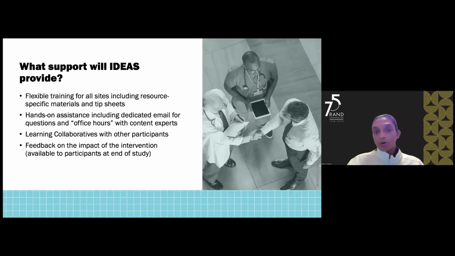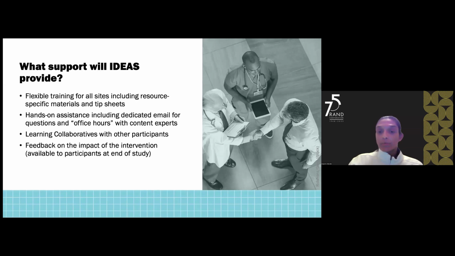So I mentioned support that this project will provide. That includes brief and flexible training, so tailored towards the needs of clinicians and the schedules of clinicians for all sites and all participants. Those include things like resource-specific materials and tip sheets, tip cards. We provide hands-on assistance during the project, including a dedicated email for questions and office hours with content experts, those who really know how to use CalibrateDx in clinical practice.